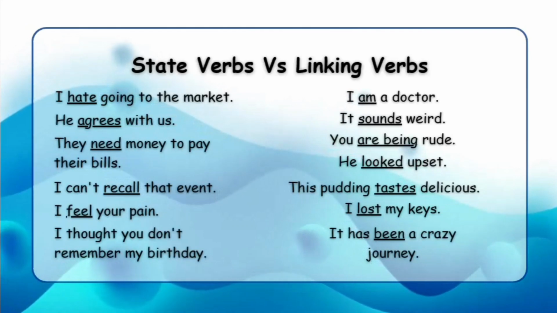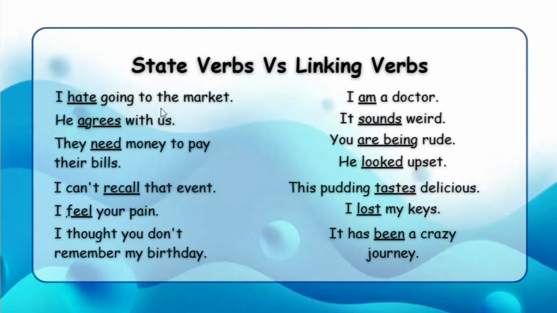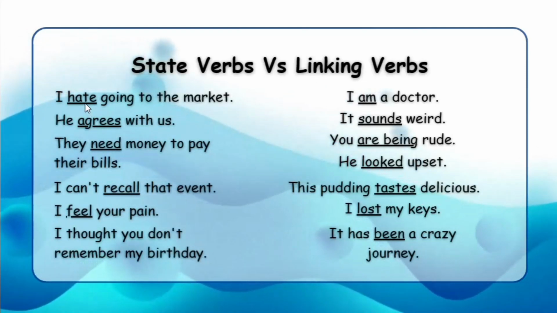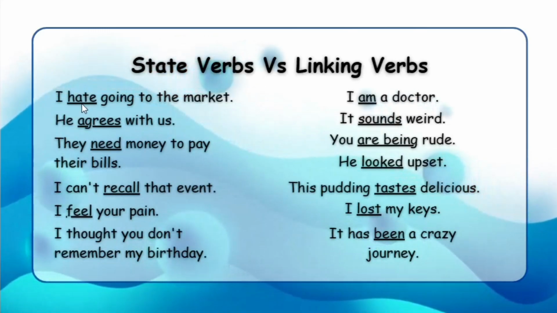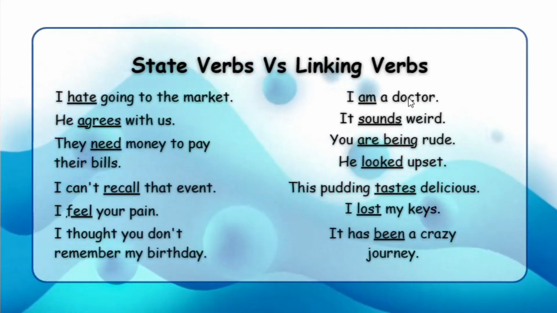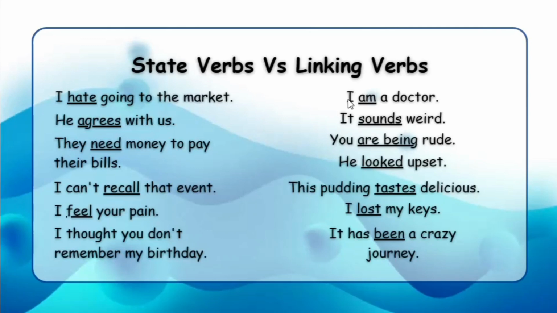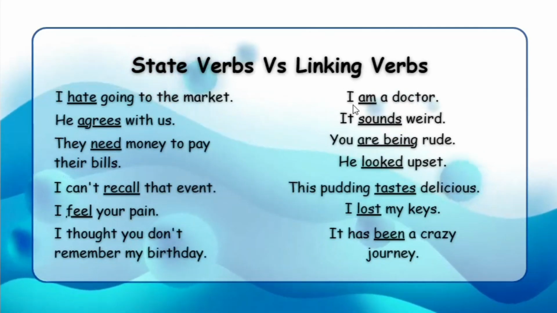For example, check out these sentences. I hate going to the market. In this sentence, somebody is talking about his or her emotion. He or she hates, right? So this is a state verb. But if I see here, I am a doctor, here this verb am is linking I, the subject, to its complement that is a noun, a doctor. I am a doctor.